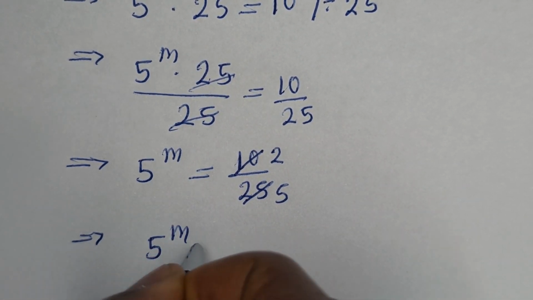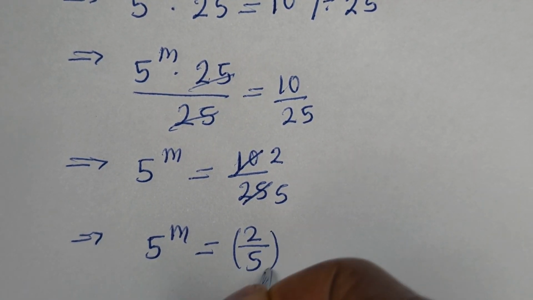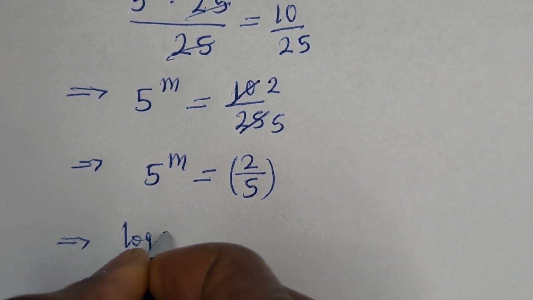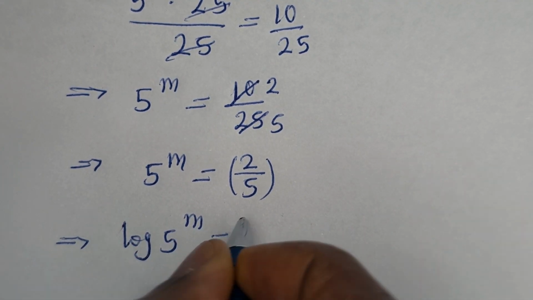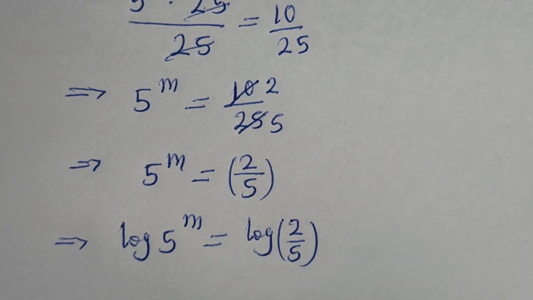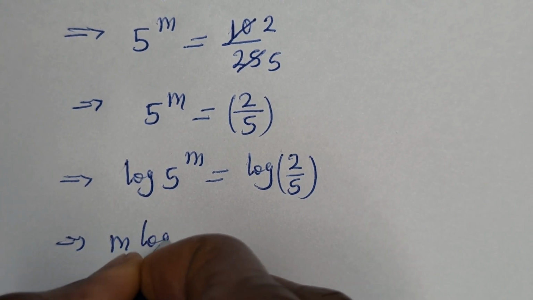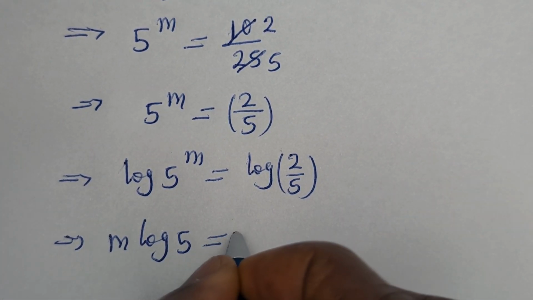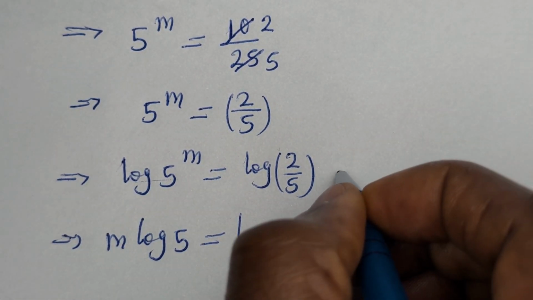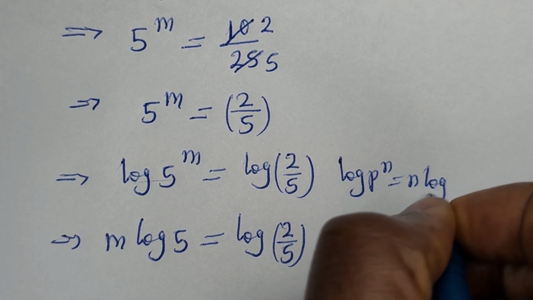5 raised to power m is equal to 2 divided by 5. Let us take the log on both sides. Log 5 raised to power m is equal to log 2 divided by 5. And this is m log 5 is equal to log 2 divided by 5. Here, that is, if you have log p raised to power n, this is n log p.